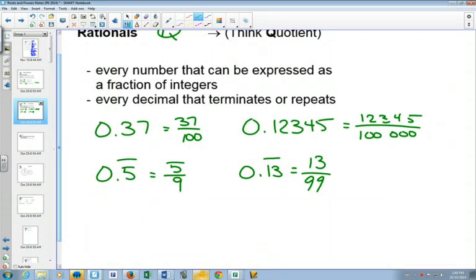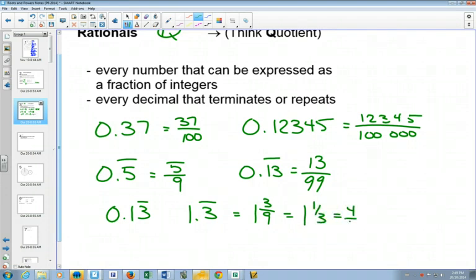0.13333? So that would be 0.1 and just the 3 repeated. Okay? If I multiply this by 10, I get 1.3 repeated, which would be 1 3/9 or 1 1/3. You agree that that's the same as 4/3? What would I have to do to move the decimal place over once this way?